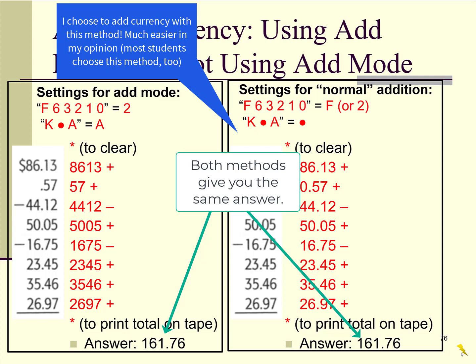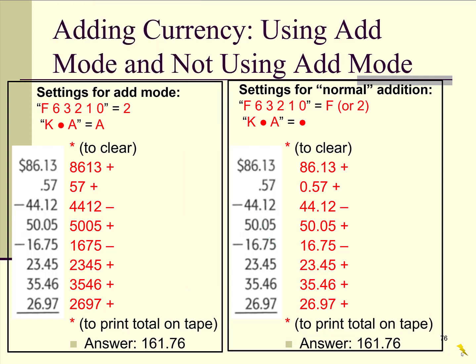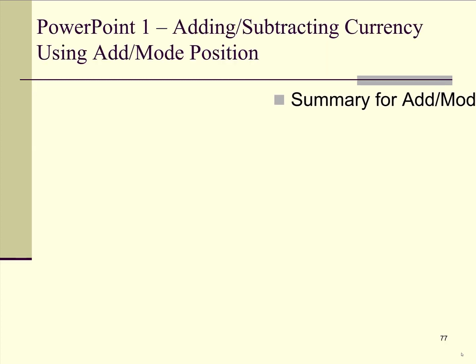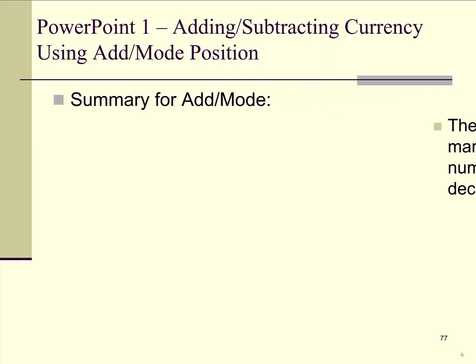So the option is up to you. If you want to use the add mode, you have to remember to set the settings to the proper settings, and then you have to remember when you're done using the add mode, you need to set them back to the default setting. The majority of students, and including me, prefer this method on the right, which is not using the add mode. But the choice is yours. I will not test you on the add mode. But you will be tested on how to add numbers with decimals, so you need to use one method or the other.